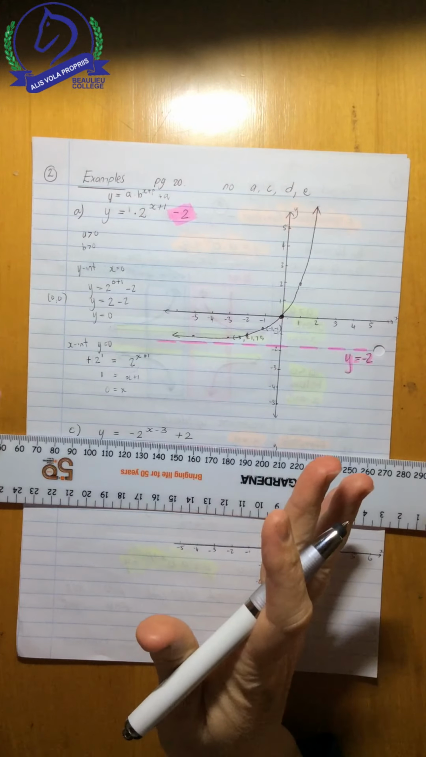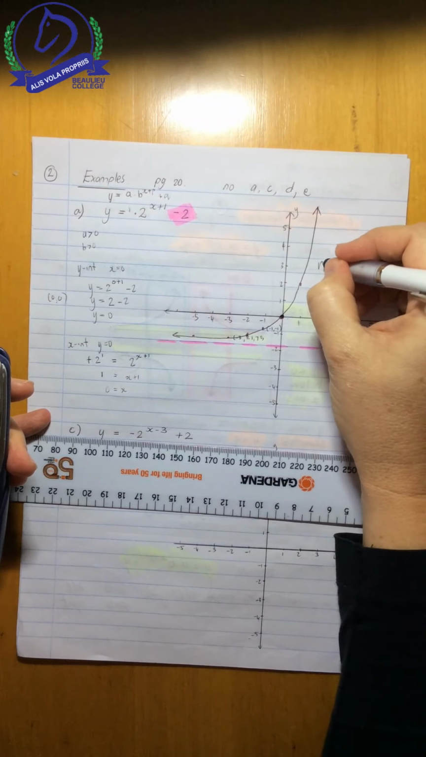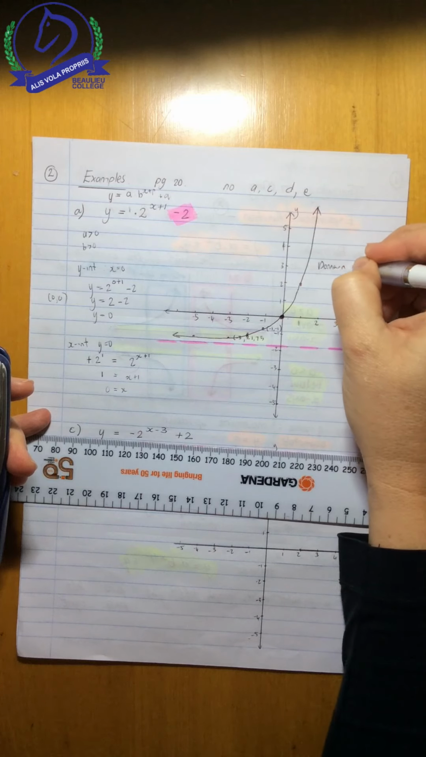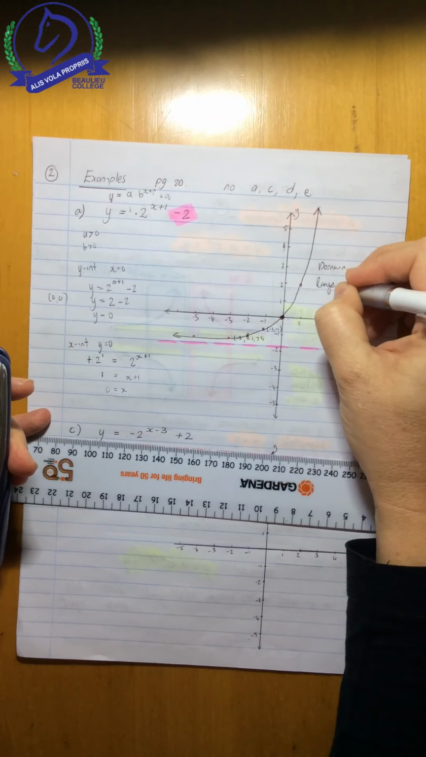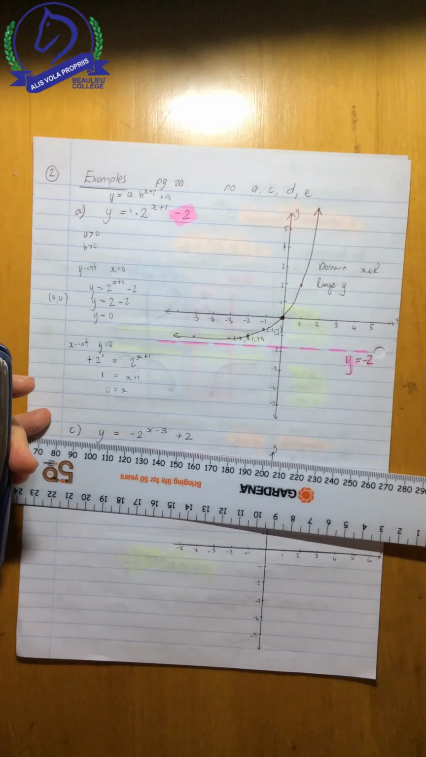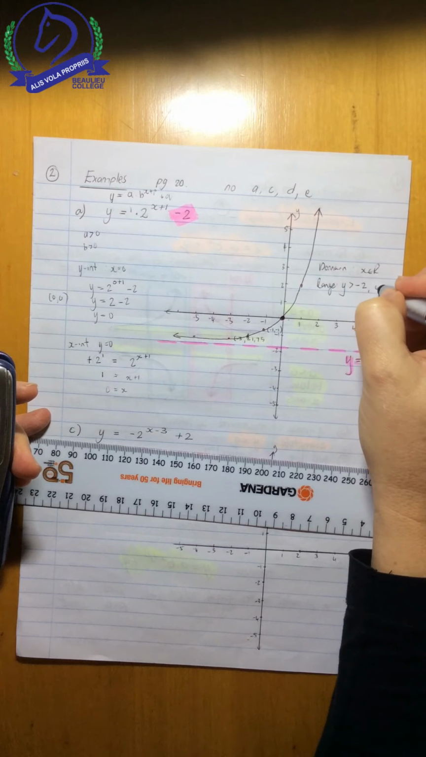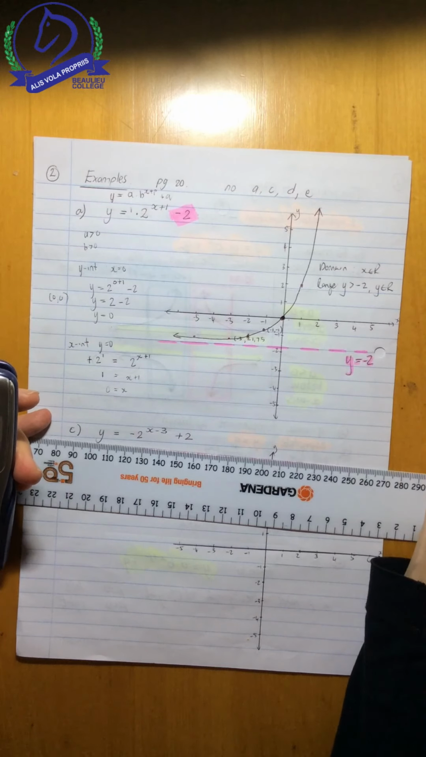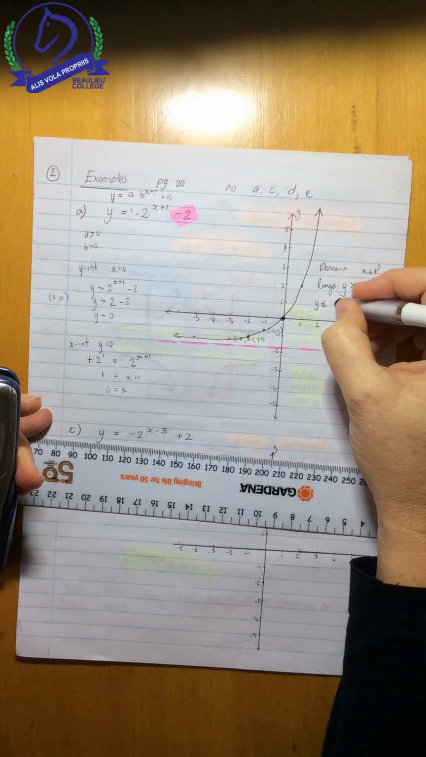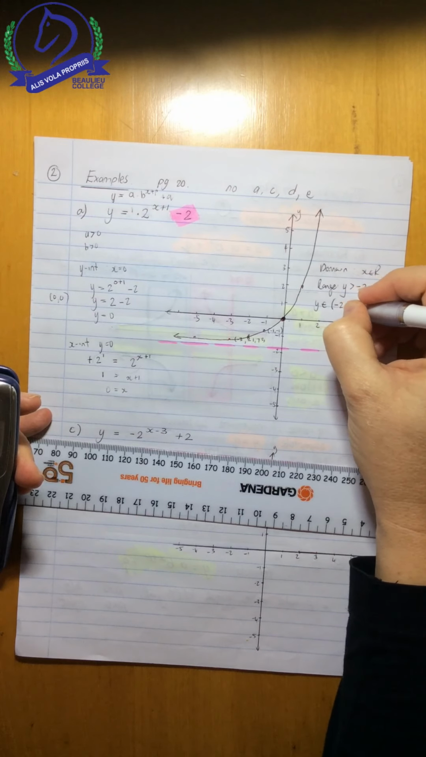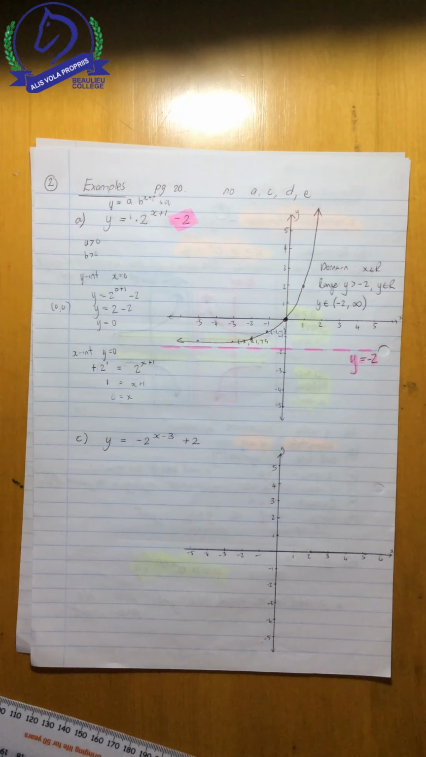Right, no lines of symmetry, but I can write down the domain. X is part of real numbers, and the range is the important one. Y will be greater than minus 2, and y can be all real numbers. If you wanted to write it in interval notation, exclude minus 2, go to positive infinity.